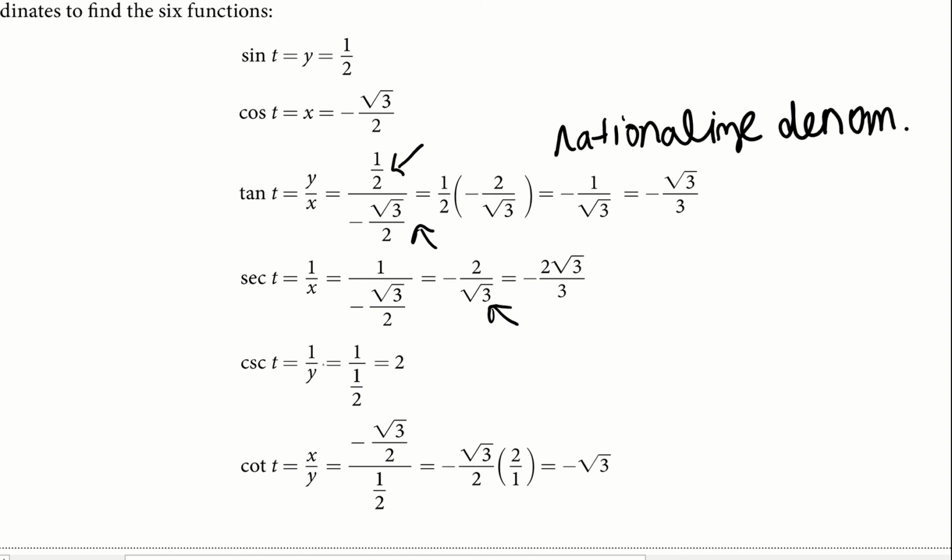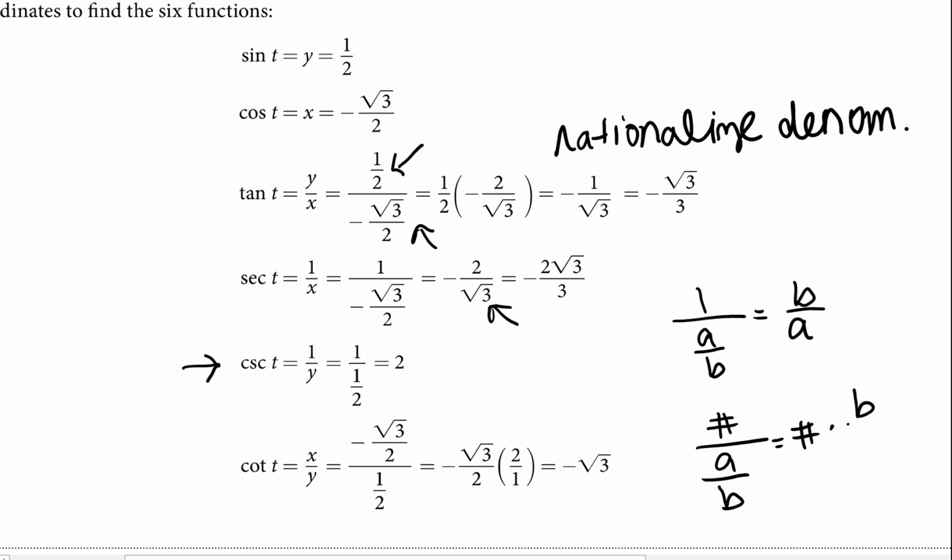Notice cosecant is 1 over sine. And remember, when you divide by a fraction, it's just that fraction flipped, if it's 1 on top. If it were some other number, and you're dividing by a fraction, then it would be that number multiplied by the flipped fraction.